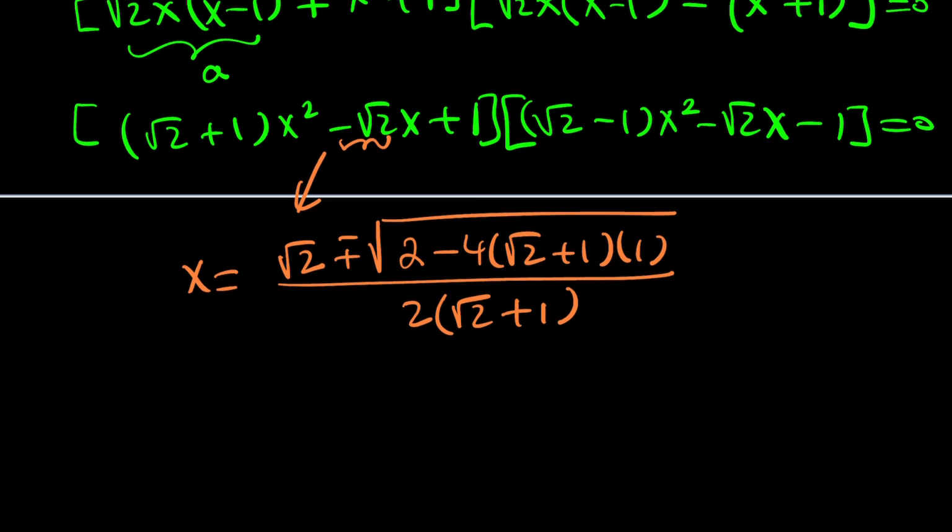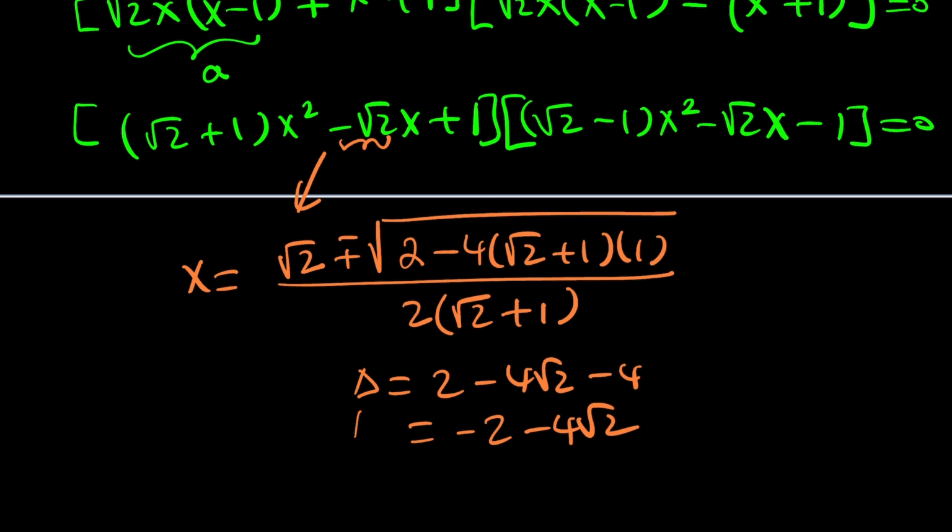The problem is the delta is going to be negative. Why? Because if you look inside the radical, you're going to get something like this. The delta here is going to be 2 minus 4 root 2 minus 4, which is negative 2 minus 4 root 2. And that's definitely less than 0, which means you're not going to get real solutions.